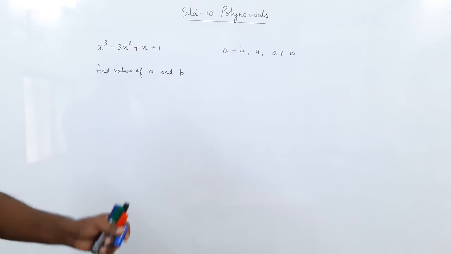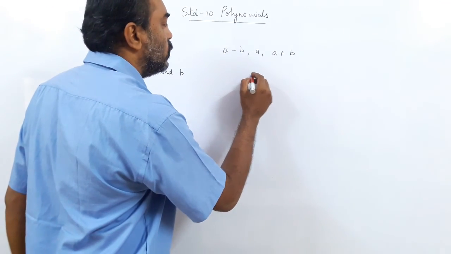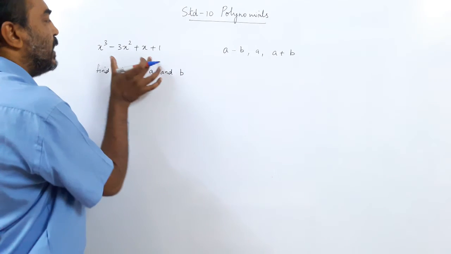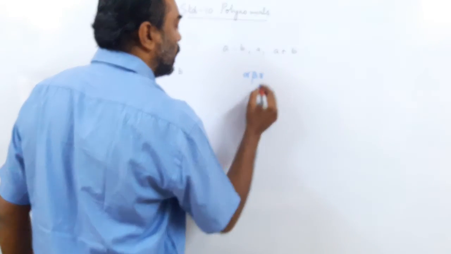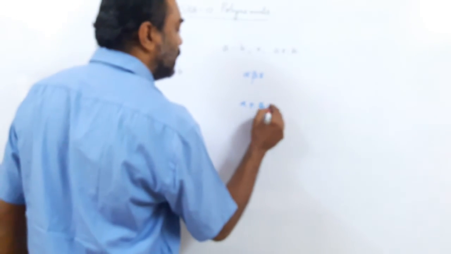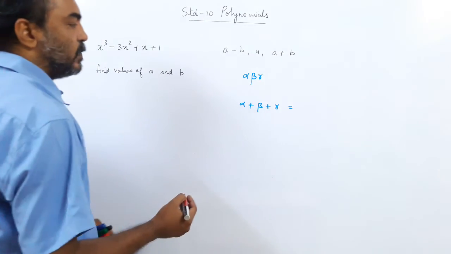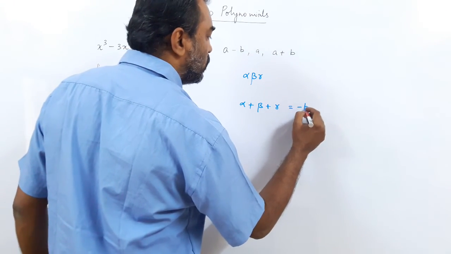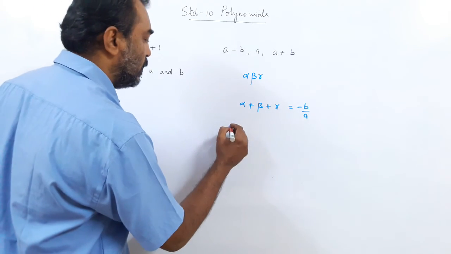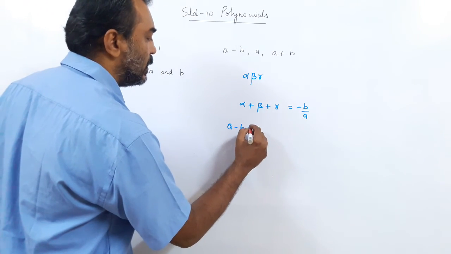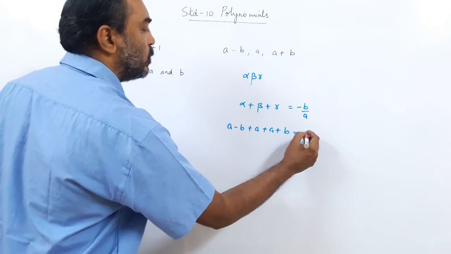What can we do? These are the 3 zeros, say alpha, beta, gamma. We know the relationship between the zeros and the coefficients. So we know alpha into beta into gamma and we know alpha plus beta plus gamma. What is alpha plus beta plus gamma? We know it is minus b upon a. So let us check. Alpha plus beta plus gamma: alpha is a minus b, beta is a, plus a plus b, equal to minus b upon a.